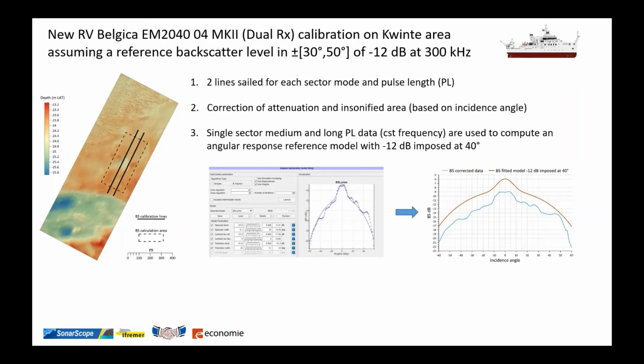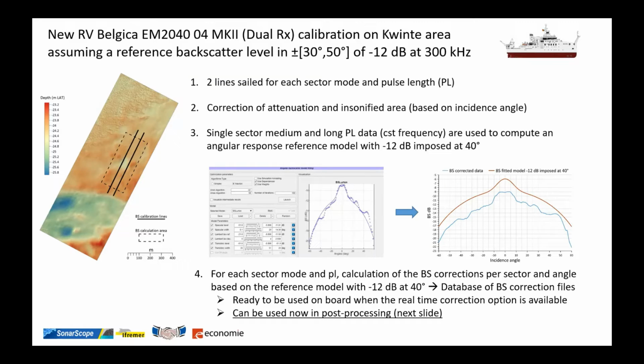Okay, so it's like you create your own reference model this way. And after that, what you have to do is, for each other mode and each other setting, you calculate the BS correction per sector and angle based on this model. So the shift between your data and this model, and the result is you have a full database of BS correction files that can be applied directly on board when Kongsberg will provide us the capability to use the real-time BS file. But that can be used now in post-processing, and we can post-process the old data.